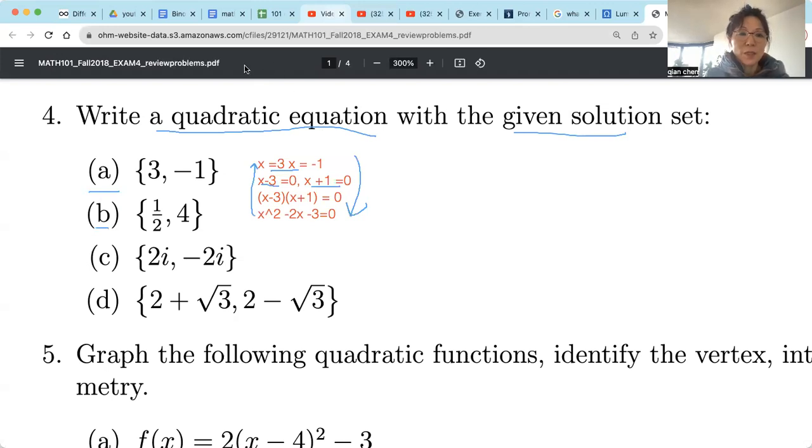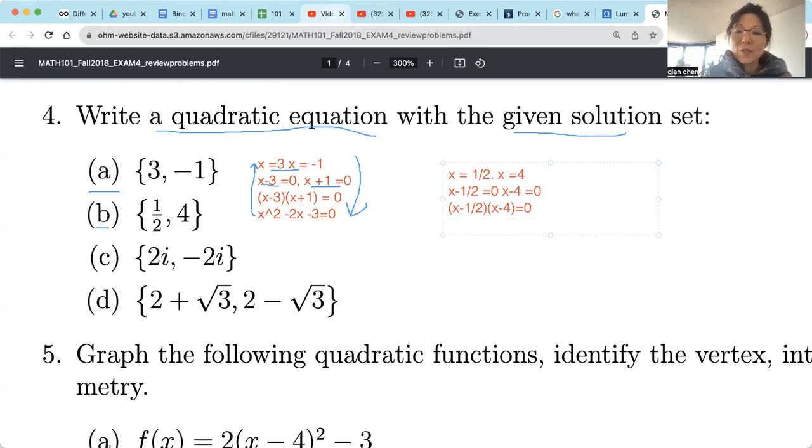Same thing for B. We do it the exact same way. So for B, I have x equals a half, and I have x equals 4. That means x minus a half equals 0, and then x minus 4 equals 0. 0 times 0 will be 0, so I can put those two factors together: x minus a half times x minus 4 equals 0.